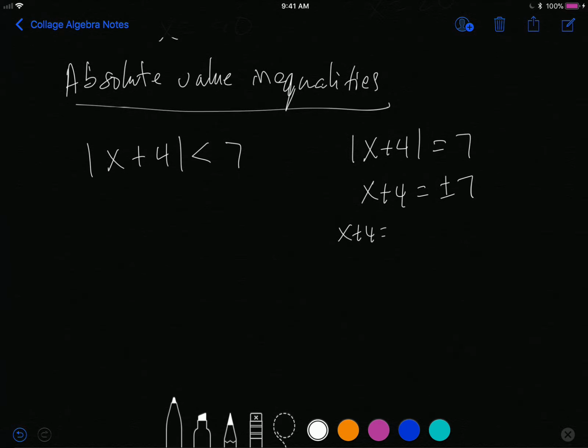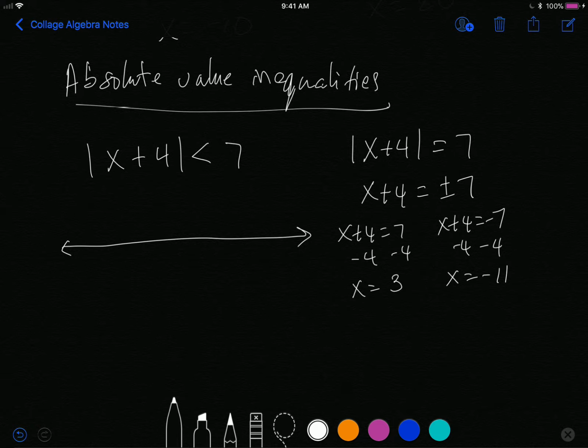x plus 4 equals 7. x plus 4 equals negative 7. And we're just subtracting 4 to our heart's content. So x equals 3 and x equals negative 11. So those are our two key numbers. And what we do with those numbers is we put them in a sign chart, put them on a number line.